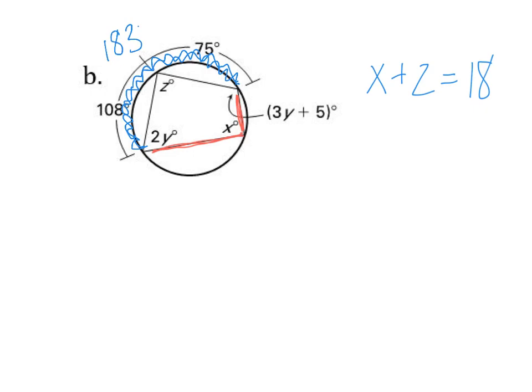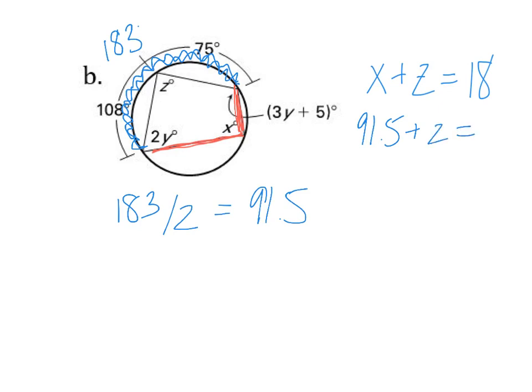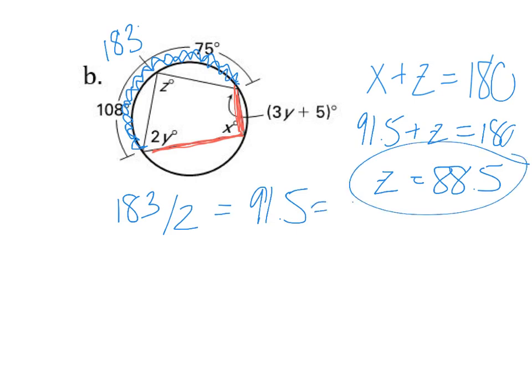Well, I know that the inscribed angle is going to be half the measure of the intercepted arc. So I'm going to do 183 and divide that by 2, which is going to give me 91.5. Now I can go back to my equation up here. So I said x plus z equals 180. Now I know 91.5 plus z equals 180. Okay. So after I subtract 91.5, I'm left with z equals 88.5. So I've got z, I've got x.